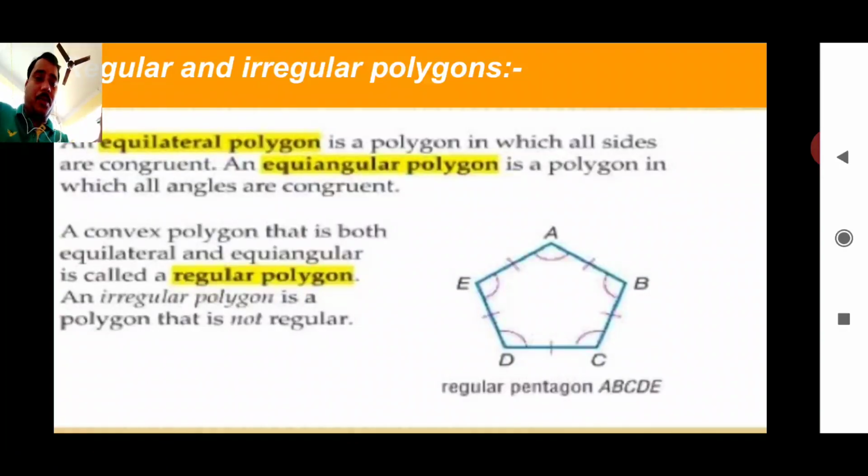What is a regular polygon? First, it must be a convex polygon. A convex polygon that is both equilateral and equiangular, meaning all sides of the polygon must be equal and all angles must be equal, is called a regular polygon. An irregular polygon is a polygon that is not regular.